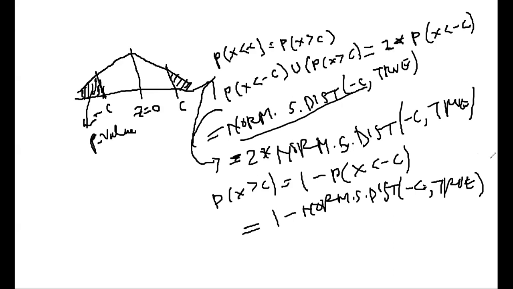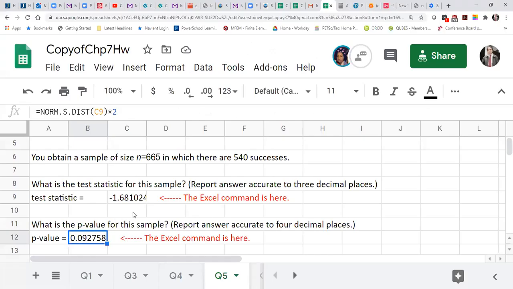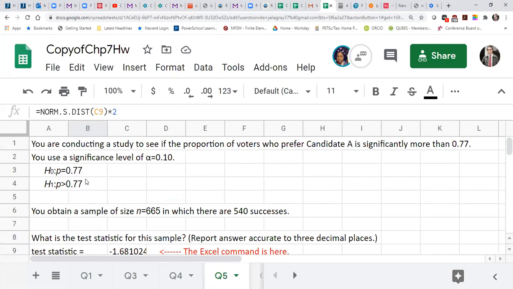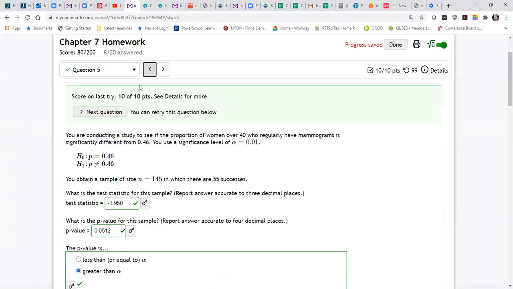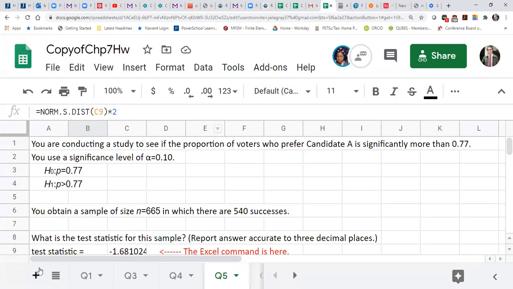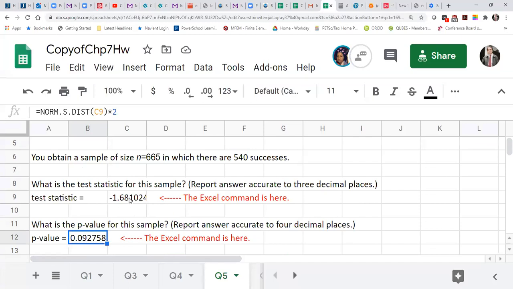So the C here can be, okay. If you go back to the problem, let me save this. If you go back to the problem, the problem that I have in OpenMath here is a two-tailed test because it's not equal. But this is a mini two-tailed test. So you can see here, this is the C, right? Because it's already negative here. So you got this one here, the test statistic for this. The cell for this statistic is C9, right?